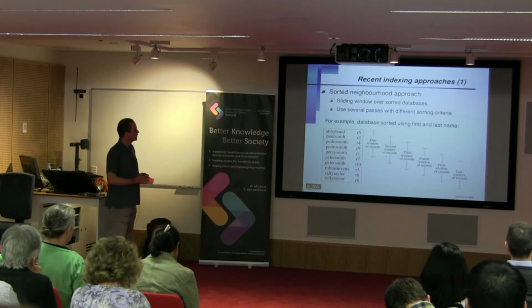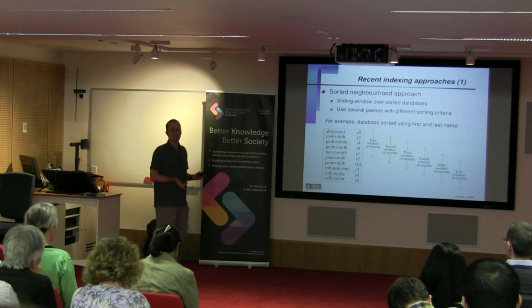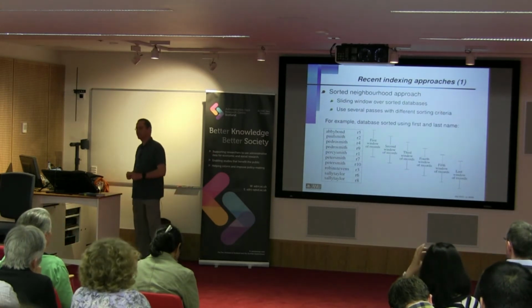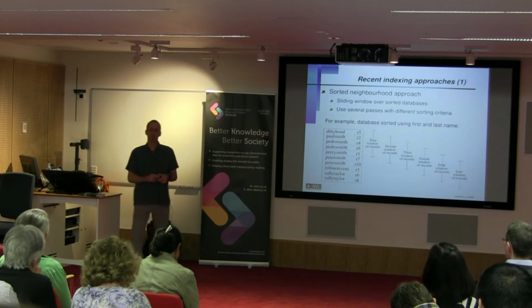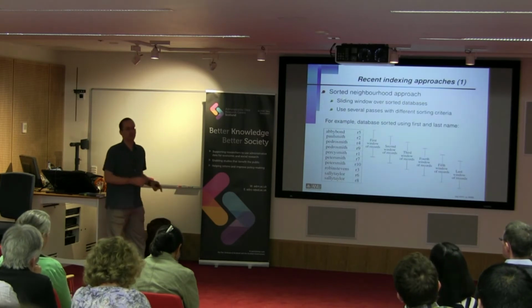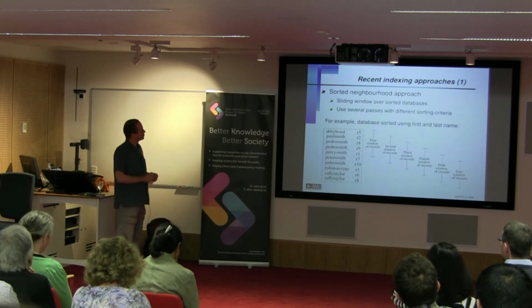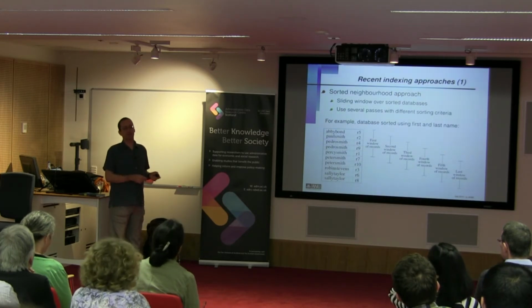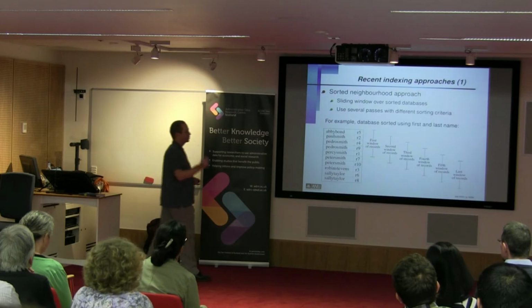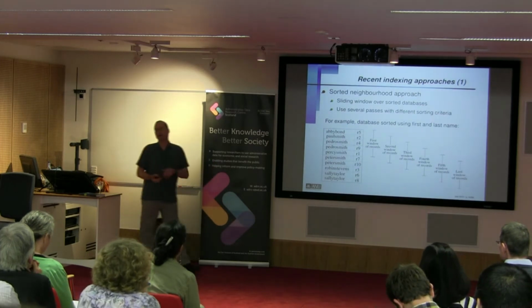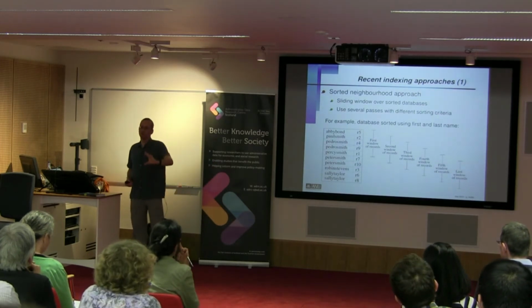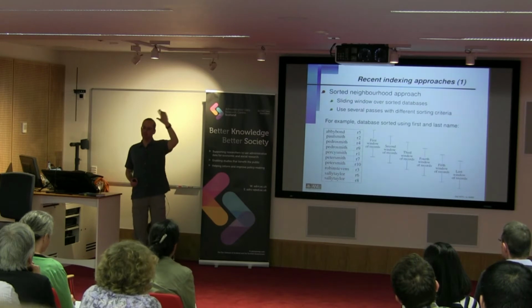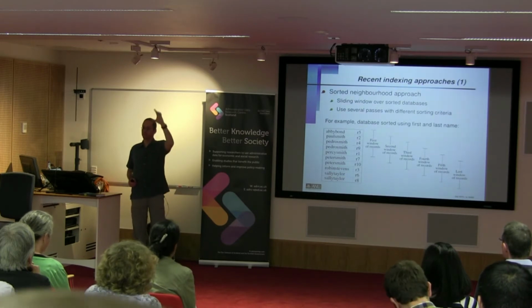So the first one is what's called sorted neighborhood. It's actually not that recent, it's about 20 years old, but it has shown to be very successful in deduplication of business mailing lists. And the idea is very simple. We sort our database according to some of the attributes or columns we have, and then we have a sliding window of a certain size, and we compare the records within that window.